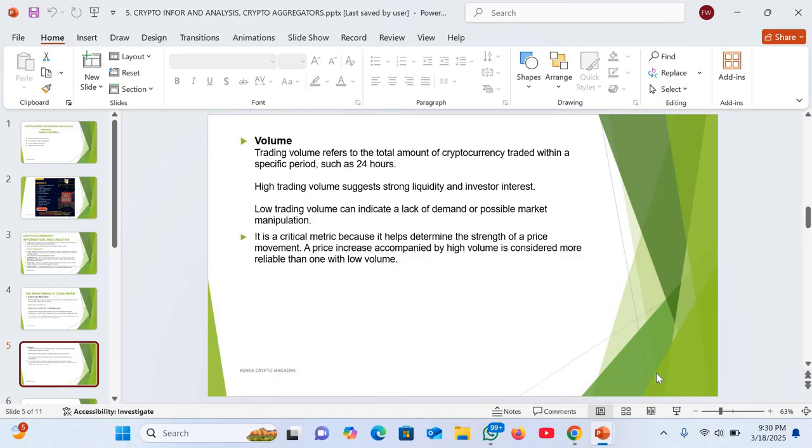So it is an important metric because it helps us decide the strength of price movement. And a price increase is accompanied by high volume, which is considered more reliable than one with low volume. It is simply what I just explained. And later on, we'll be able to cover other technical indicators that also help us to determine strength of volume.